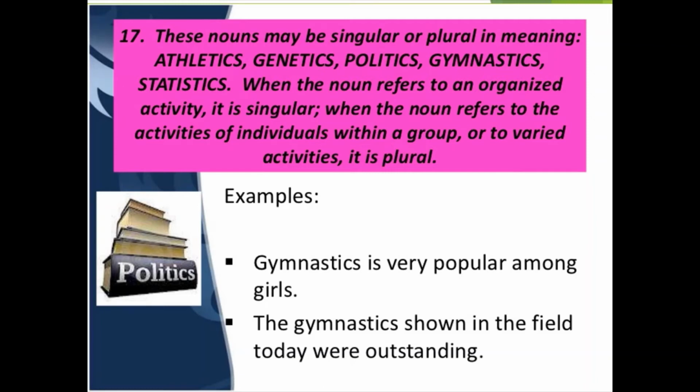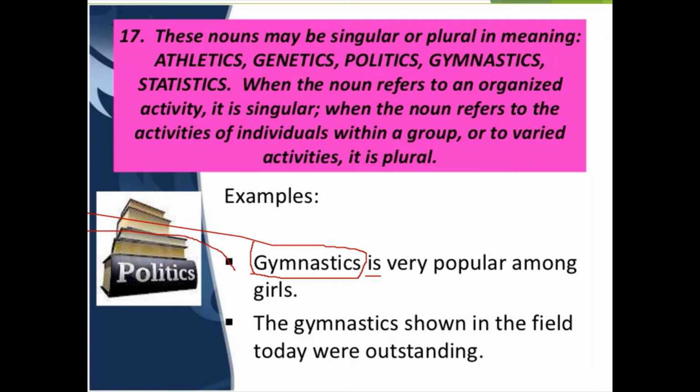So in the first example, the verb used is "is" because gymnastics is a singular subject. It is used as a singular subject here. The subject gymnastics refers to the sport. So it is singular. It refers to a single activity. So then it must take a singular verb.